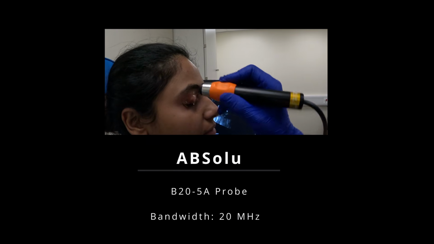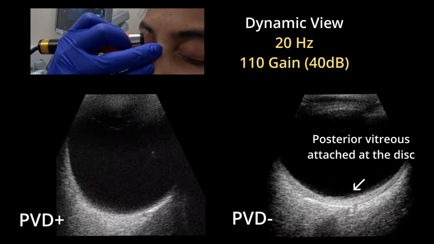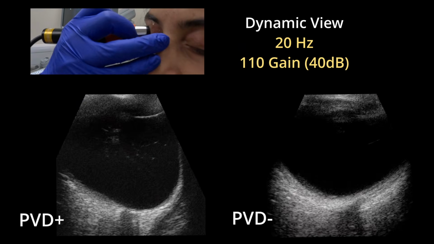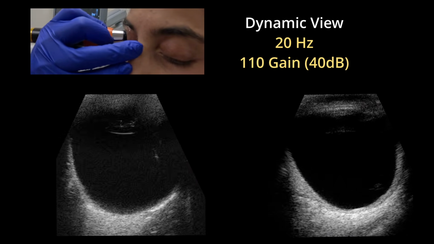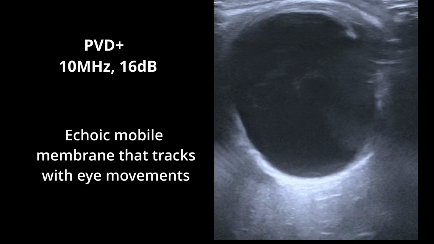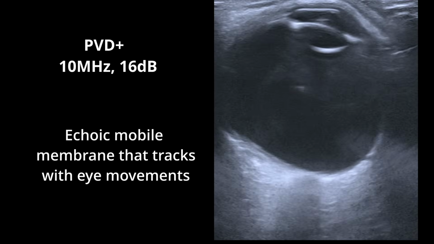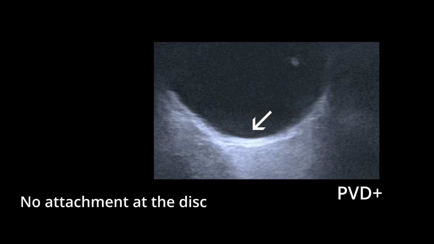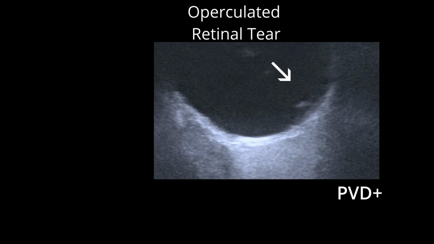The Absolute 20 MHz probe has a vitreous-specific setting, which provides a higher resolution of the mobile membrane. So here in this PVD positive eye, you see this echoic membrane that moves with eye movements, representing the posterior vitreous. Focusing on the optic disc, there is no attachment of this membrane seen, thus confirming a PVD. Additionally, in this particular case, we identify an operculated tear with the operculum moving with the posterior vitreous.